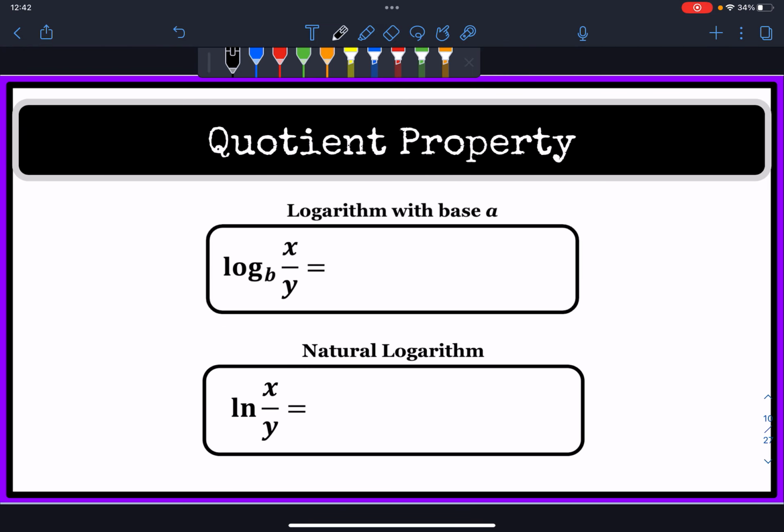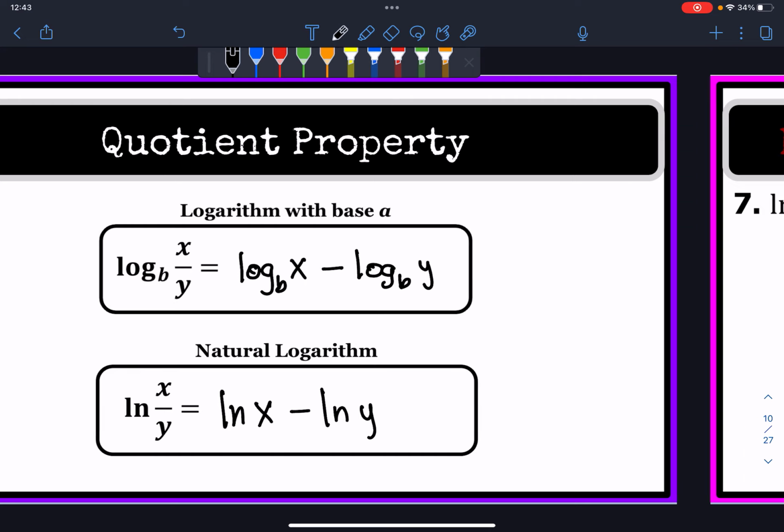The next property is the quotient property. If we're dividing x and y instead of multiplying, we can expand this by writing the log base b of x and subtracting, this time, the log base b of y. And the same thing is true with the natural log. The natural log of x over y would be the natural log of x minus the ln of y. So let's look at some examples of these.